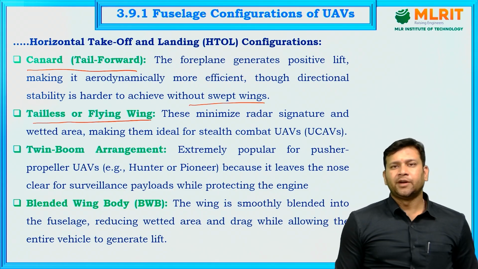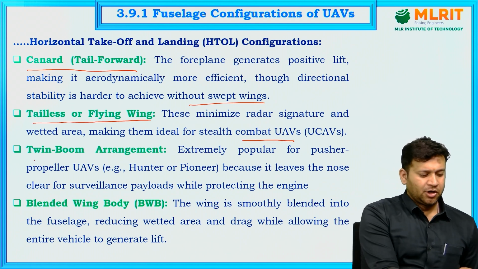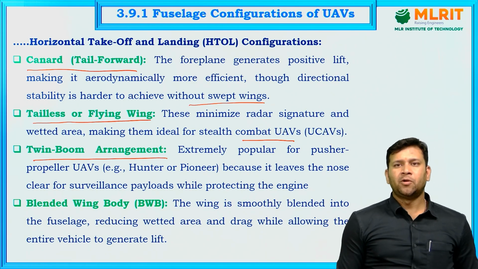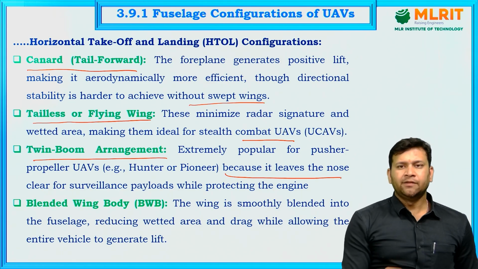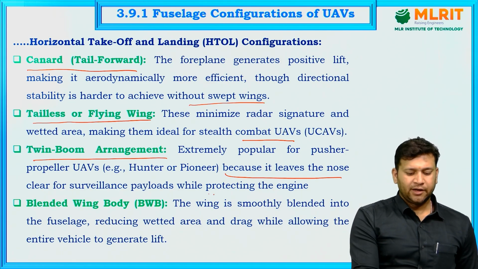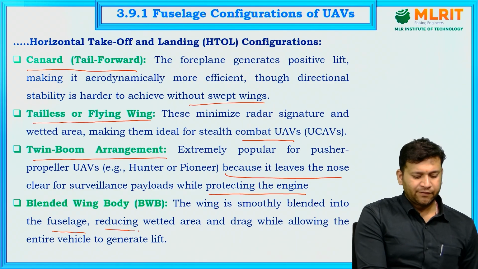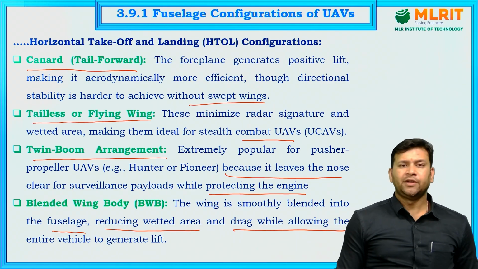Tailless or flying wing configuration. These minimize radar signature and wetted area, making them ideal for stealth combat UAVs. Twin boom arrangement. Extremely popular for pusher propeller unmanned aerial vehicles because it leaves the nose clear for surveillance payloads while protecting the engine. Blended wing body configuration. The wing is smoothly blended into the fuselage, reducing wetted area and drag while allowing the entire vehicle to generate lift.